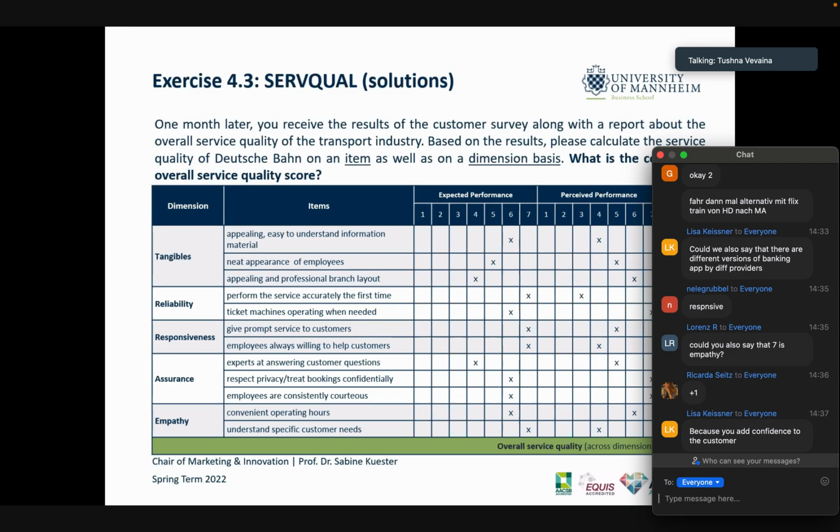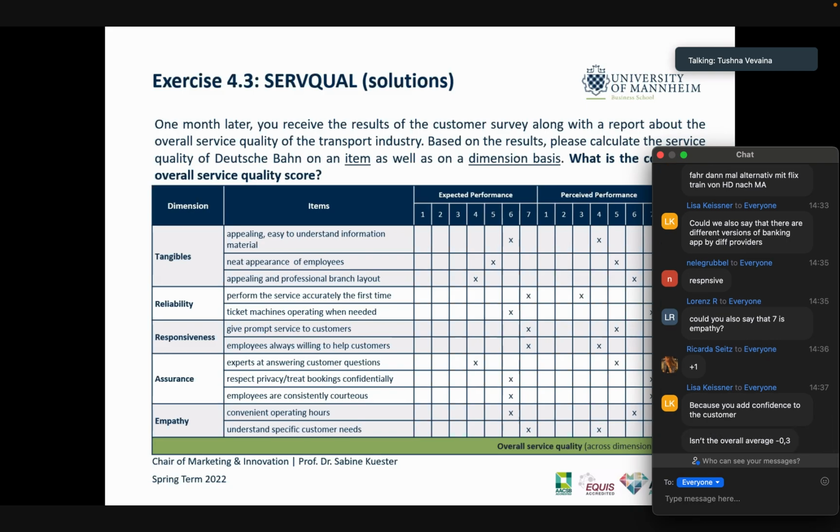And you first have to average out all these gaps and then use the average of these 5 dimensions to find your overall service quality score. So you have 0, minus 1.5, minus 2.5, plus 1, minus 1.5, divided by 5, and you get minus 0.9. And this is how you measure your overall service quality using the SERVQUAL method.